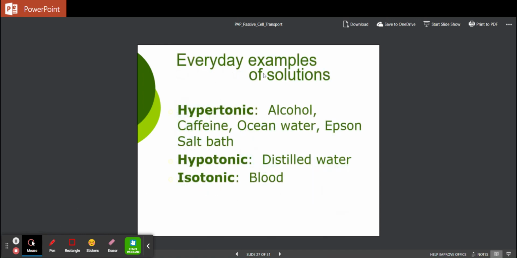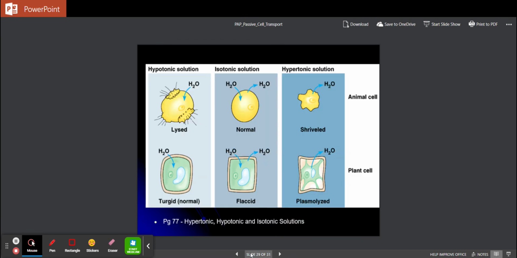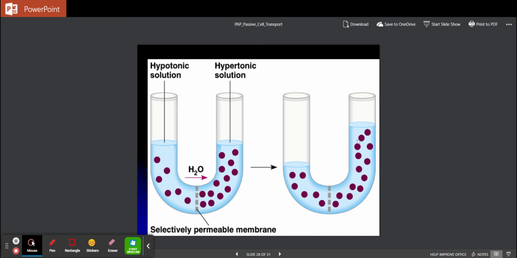All right, everyday examples of solutions. Hypertonic is alcohol, ocean water, Epsom salt bath. Hypotonic is distilled water, and isotonic is blood. So, hypotonic solution and hypertonic solution. Water is going from the hypotonic to the hypertonic solution through a selectively permeable membrane. Here you can see the increase in water on this side.